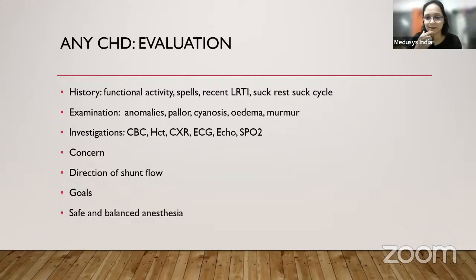Investigations, as he correctly said: CBC, hematocrit, chest X-ray, ECG, echo, and a baseline saturation at room air. That we should know. So when we evaluate, we get concerns. We already discussed the concerns regarding acyanotic heart diseases. And from history, examination, and investigation, we will try to know the direction of shunt flow. We cannot know it exactly, but at least whether it is left to right or right to left, that we can judge by history and examination. Echo will definitely help to know it perfectly, but prior to that.